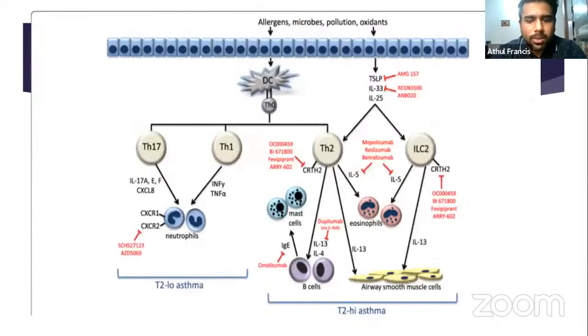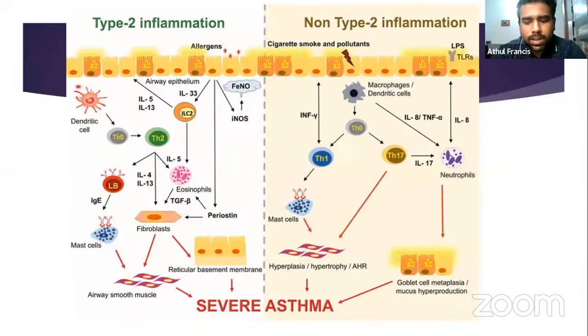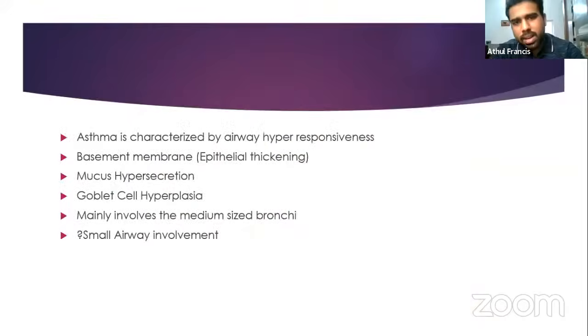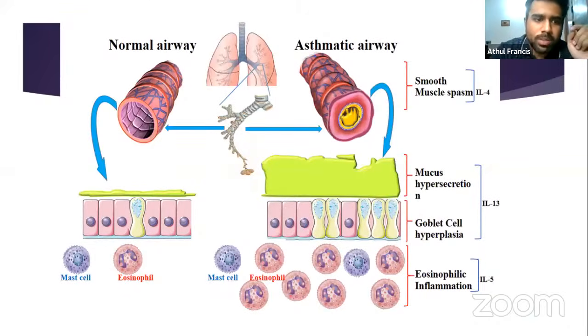So the basic pathogenesis which you have to remember is, as I told, there is a basement membrane thickening or epithelial membrane thickening. There is mucus hypersecretion mainly due to neutrophils releasing interleukin 8. There's goblet cell hyperplasia. It mainly involves medium-sized bronchi, and there is the query of small airway involvement. So this is what happens.